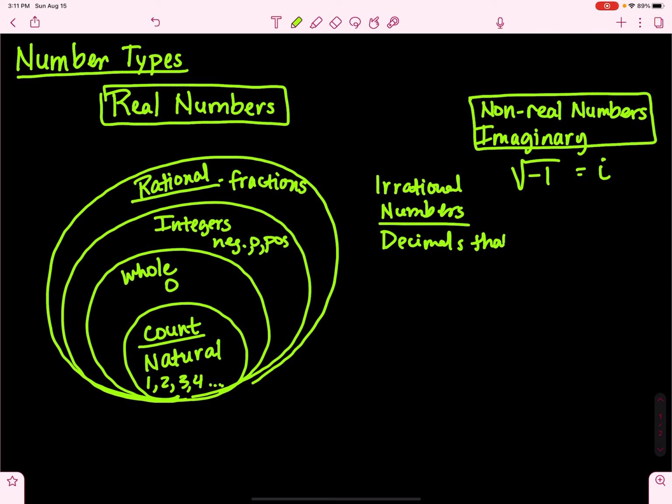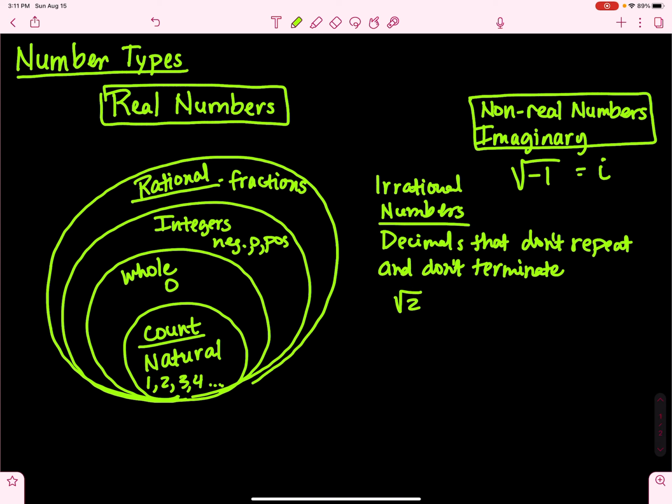Decimals that don't repeat. In other words, if you think about 1/3, 1/3 is 0.333333333. See, those are repeating decimals because the same number repeats over and over. So these are decimals that don't repeat. They don't have that feature, okay? So decimals that don't repeat and don't terminate. So they go on forever, is what I'm saying. So a good example of a non-repeating, non-terminating decimal would be something like the square root of 2, pi, etc.